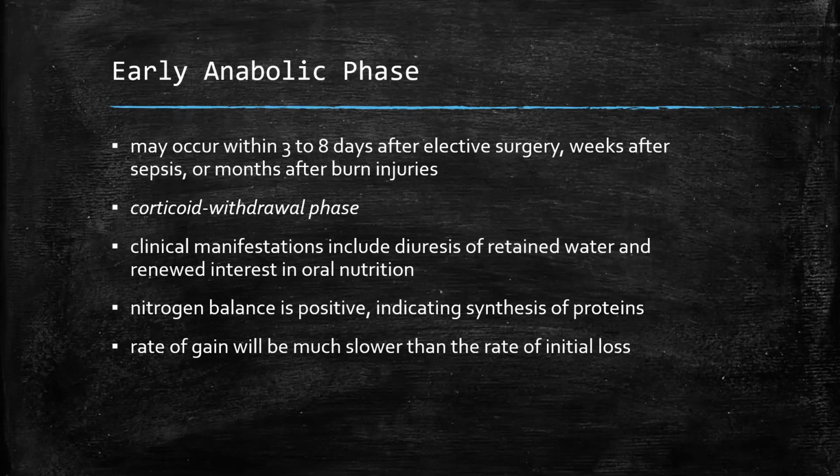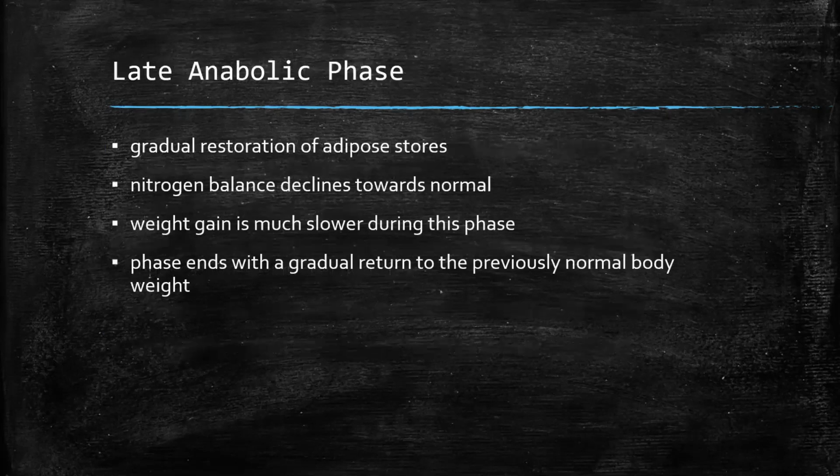Unfortunately, gaining back the protein you lost is much slower than the rate of initial loss. And as anabolism progresses, fat is the last thing to be restored. Nitrogen balance ultimately will head back to baseline. The patient will get back to their sort of pre-surgery or pre-injury weight. It seems like our body has a set point, and ultimately we get back to this point. But that weight gain can take quite a long time.